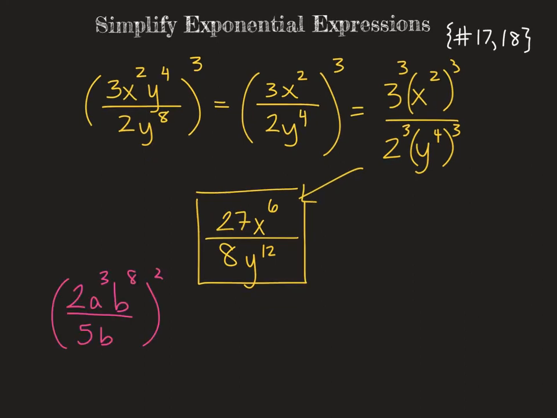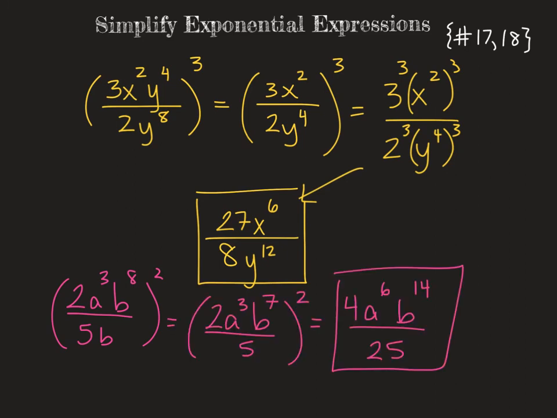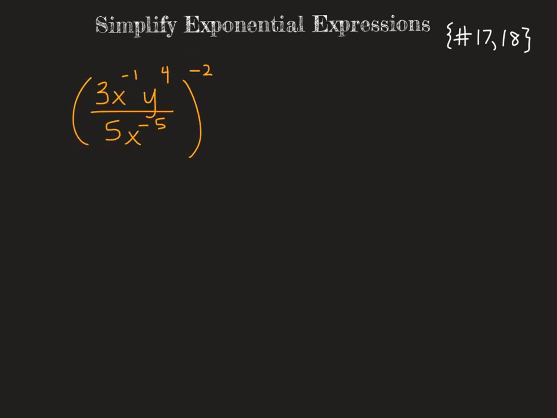Okay, go ahead and try the problem in pink, and pause, and then hit play to see how you did. Okay, you can check your answer here. So I simplified b to the 8th over b to the 1st, and we got b to the 7th. Then we squared everything, 2 squared and 5 squared, 4 and 25. And then a cubed squared is a to the 6th, and b to the 7th squared is b to the 14th.